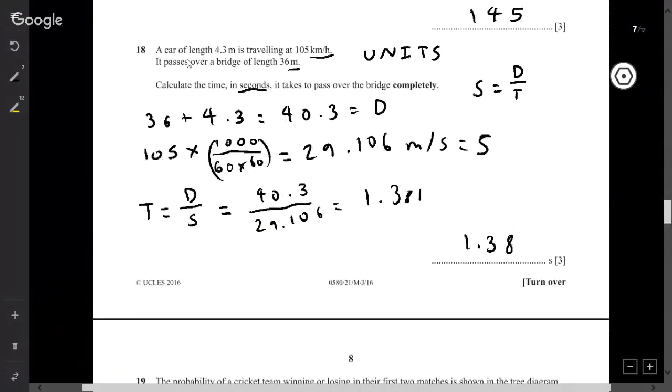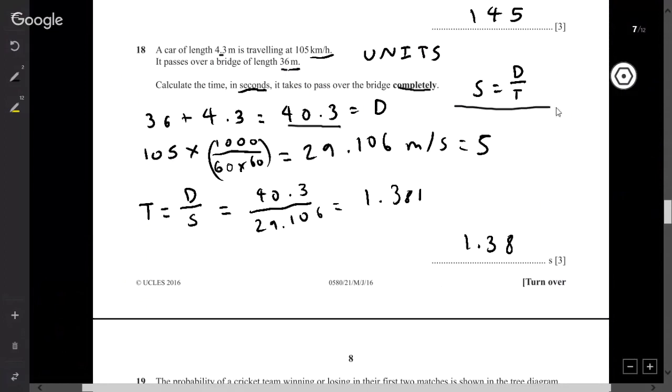Okay, question 18. A car of length 4.3 meters is traveling 105 kilometers per hour. It passes over a bridge length 36 meters. Calculate the time in seconds it takes to pass over the bridge completely. Okay. First of all, we can see that all these units are different, so that's something to bear in mind. Immediately comes to mind is they want you to know how long it takes to pass over the bridge completely, which means that we have to add 4.3 meters to the total length of the bridge. So the total distance is 40.3.